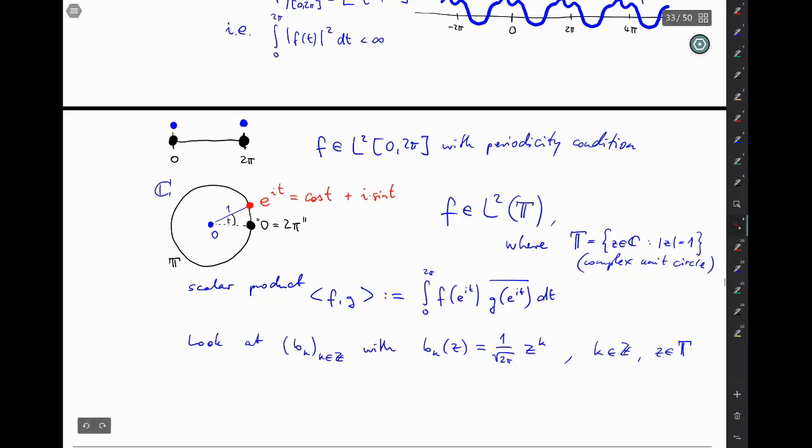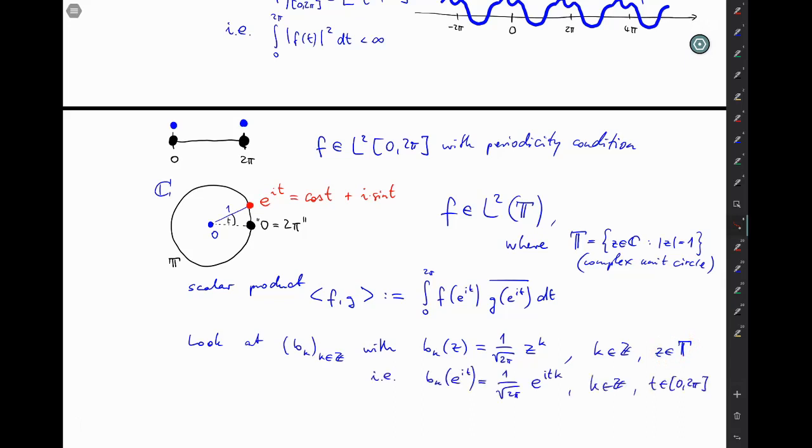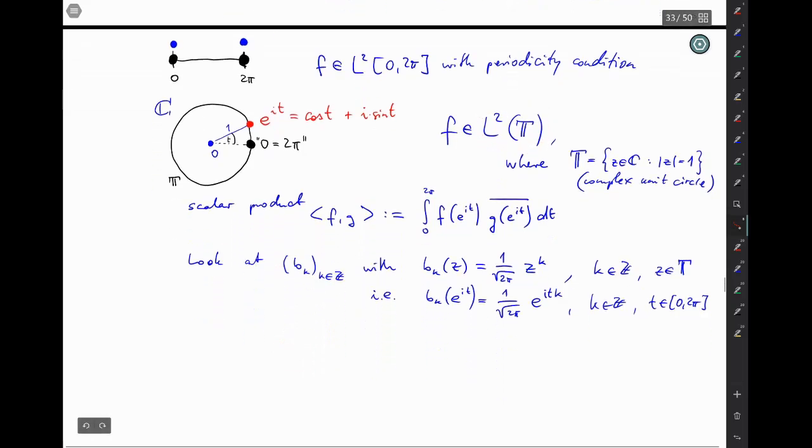If you're not too happy yet with working with these complex numbers z, then of course you can also rewrite this by writing e to the power i t instead of z, where now t is a real number between 0 and 2π. Then it turns out that this family here is an orthonormal basis of our space L2 of the unit circle.